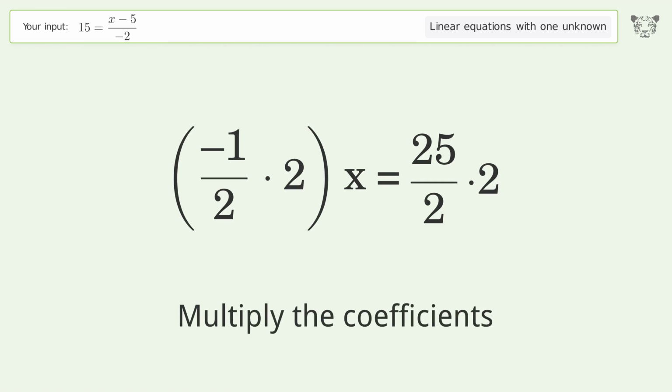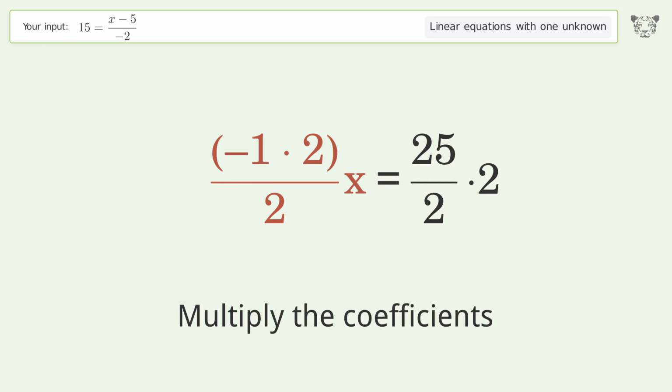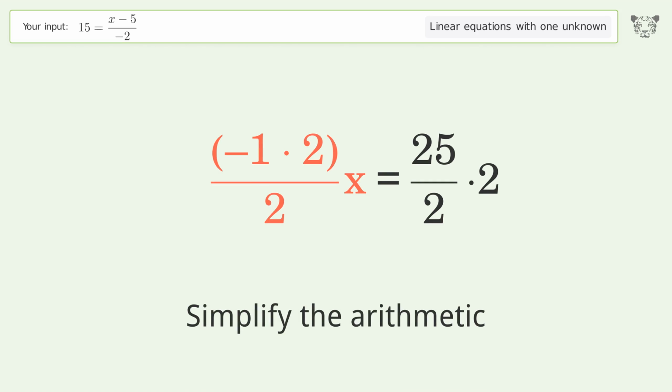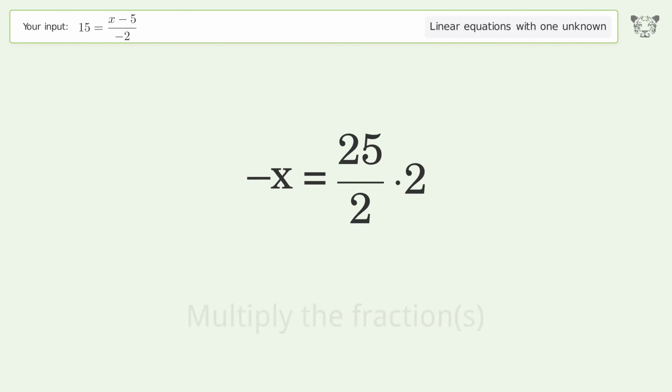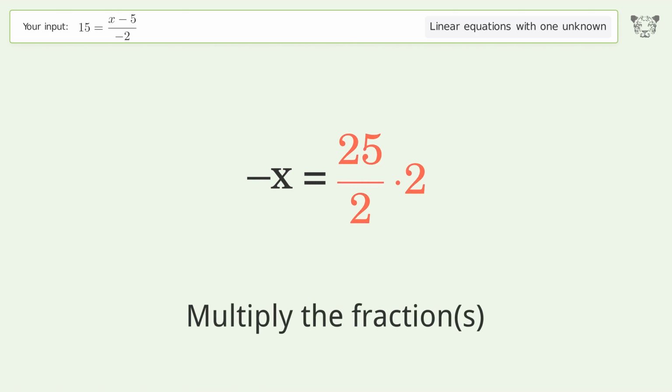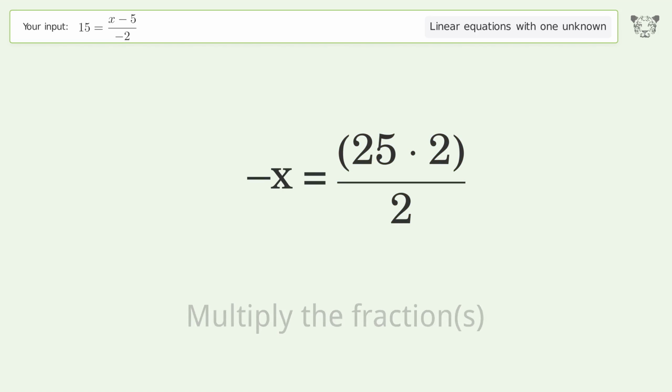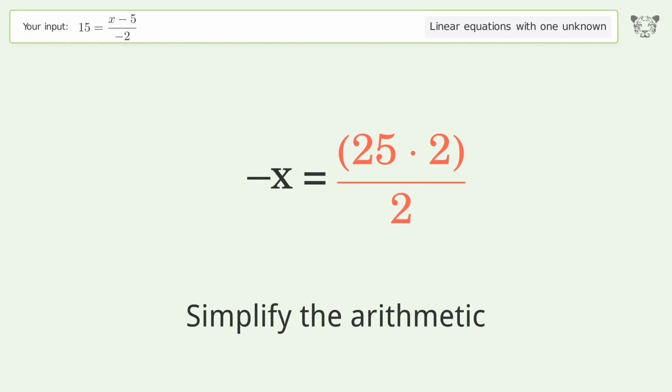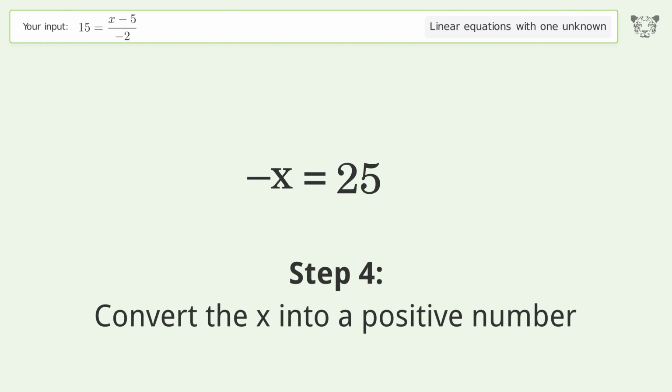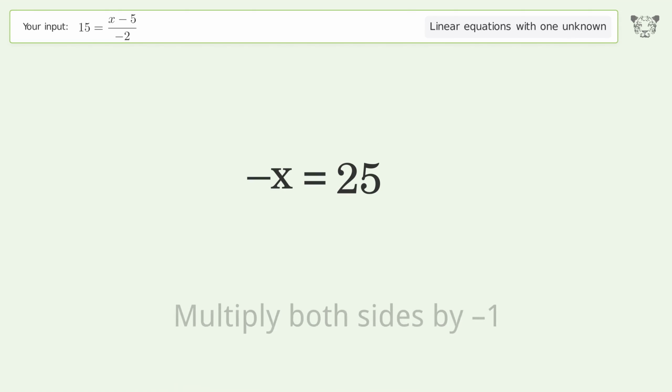Multiply the coefficients. Simplify the arithmetic. Multiply the fractions. Simplify the arithmetic. Convert the x into a positive number. Multiply both sides by -1.